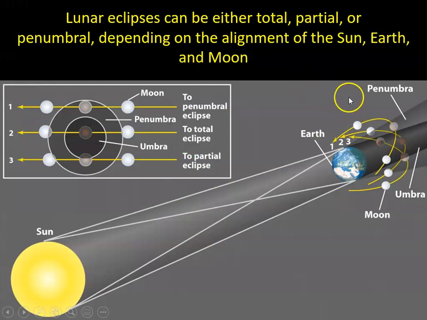So, not every lunar eclipse is always going to have a total phase. But here's the thing. Unlike a total solar eclipse, which is only visible from a very small select place on Earth, when our moon has a total lunar eclipse, anybody who sees the moon up, in other words, anywhere where it's nighttime without clouds, is going to be able to see a total lunar eclipse.